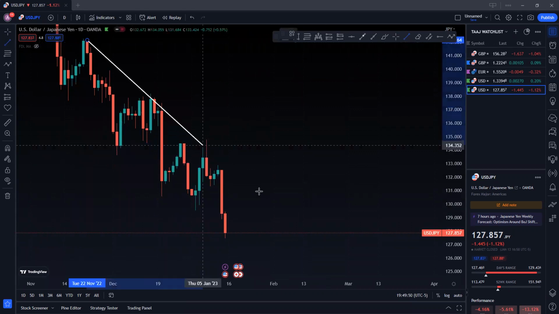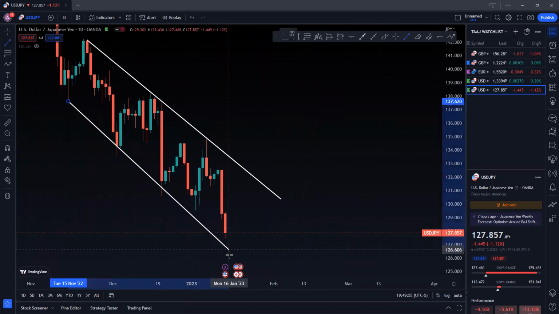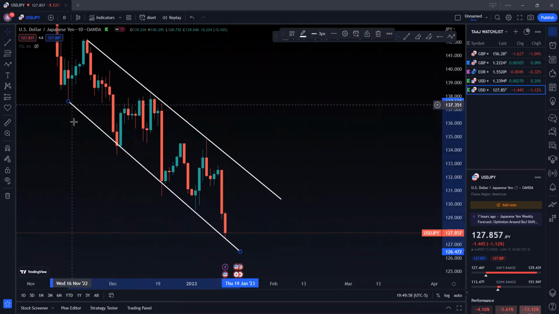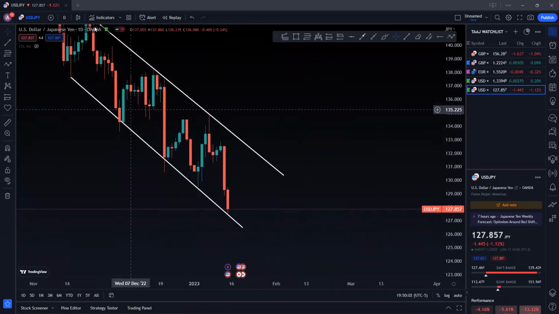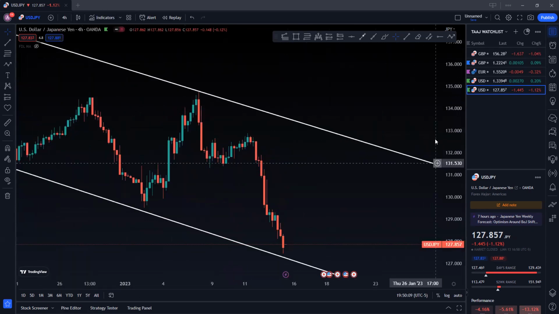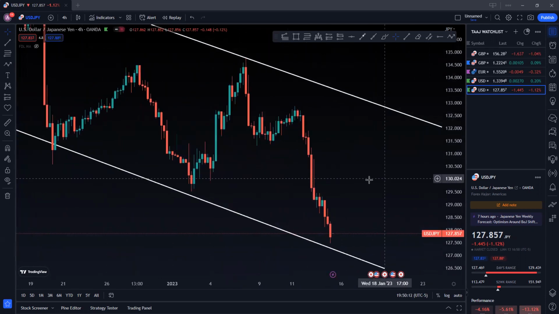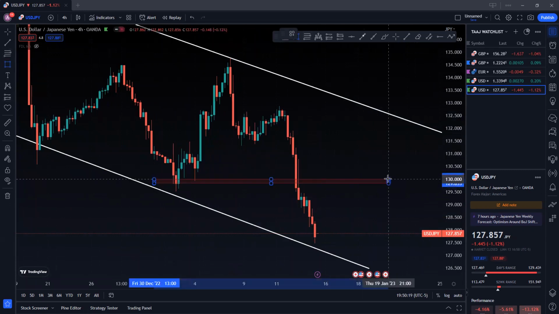And we could just draw this one here and draw this one as well. Okay, so we have this channel here, a bearish channel. So I'm just going to go to the 4 hour time frame for a little bit more ideas. Okay, so this area is a support, because it came down and now moves up.